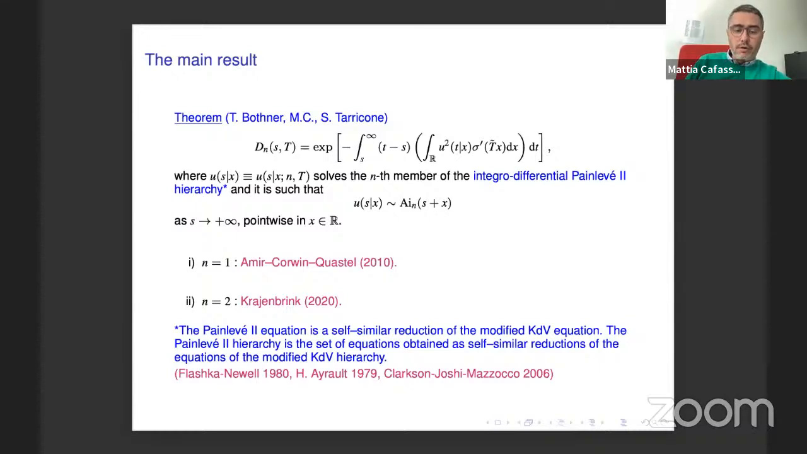The Painlevé equation is a self-similar reduction of the modified KdV equation. Then you have classically the Painlevé hierarchy defined as a set of equations which are obtained as a self-similar reduction of the equation of the modified KdV hierarchy. And what we have here is an integro-differential generalization of this. Okay, I will say something more afterward if I have time.